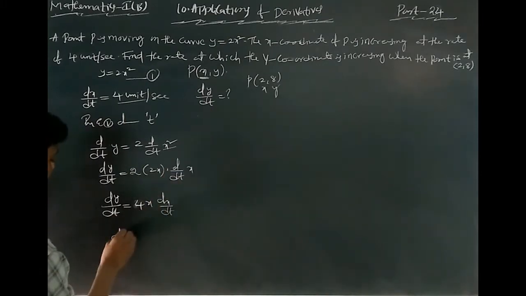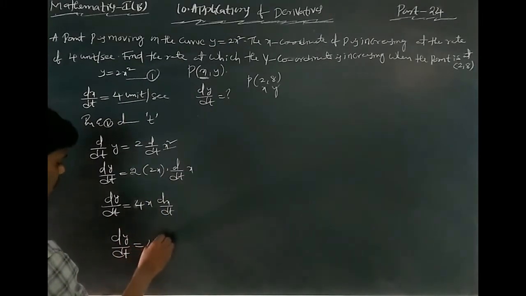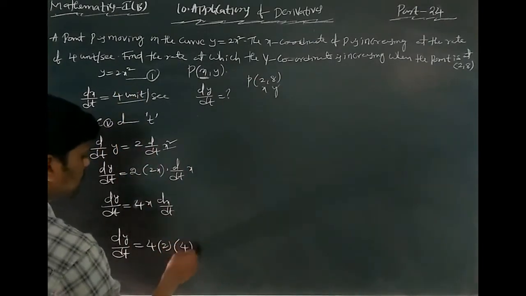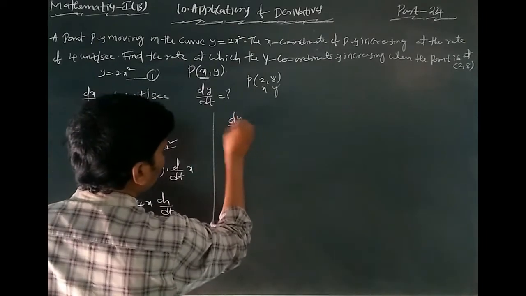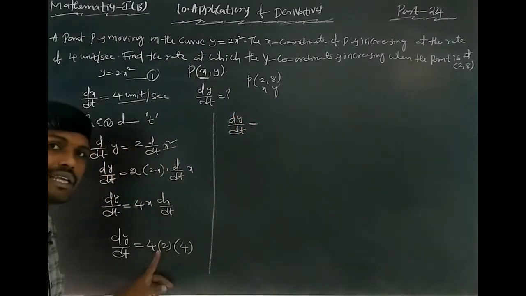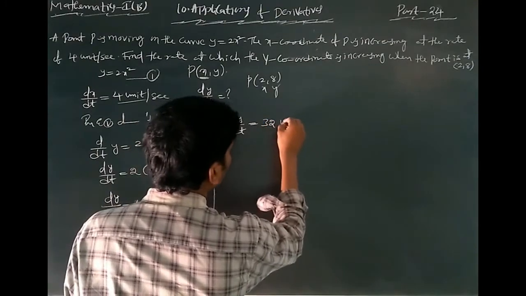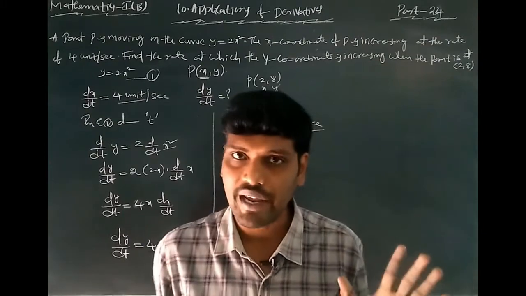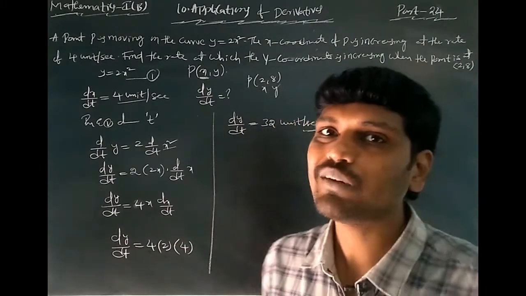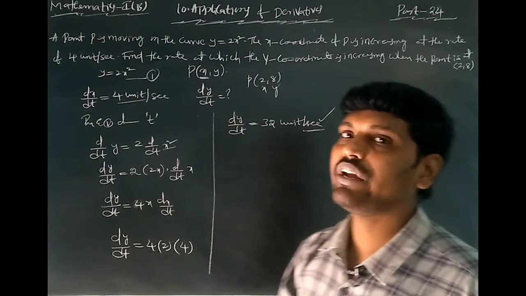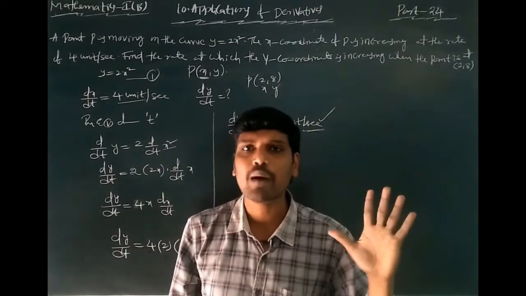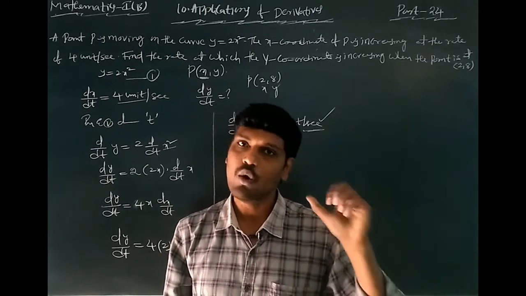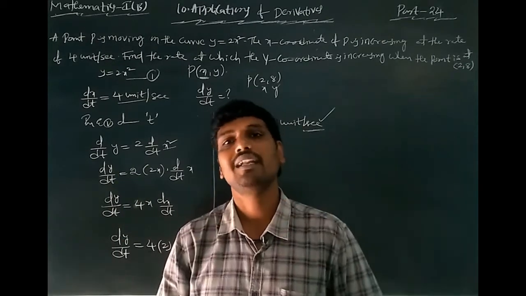You can write dy by dt equal to 4 into x value 2 into dx by dt value 4. What is your answer? dy by dt equal to 4 2s are 8, 8 4s are 32. This is 32 units per second. This is the rate of change of y coordinate. What is the rate of change of y coordinate? Rate of change of y coordinate is 32 units per second. This is a very easy problem. This problem has come more than 2 times in IB examination. Okay students, this problem is very easy.